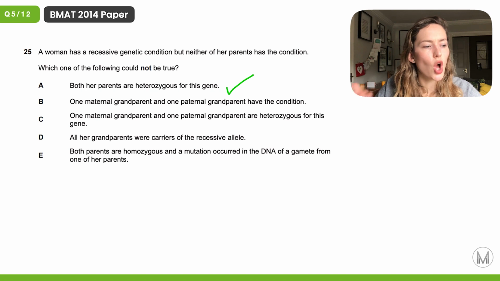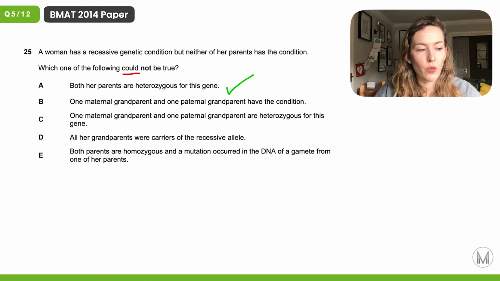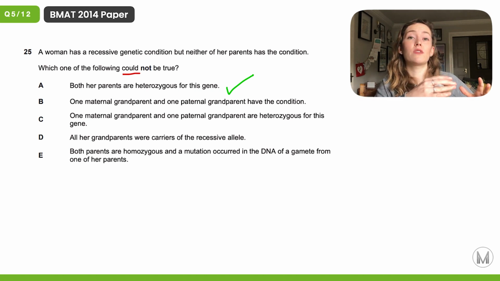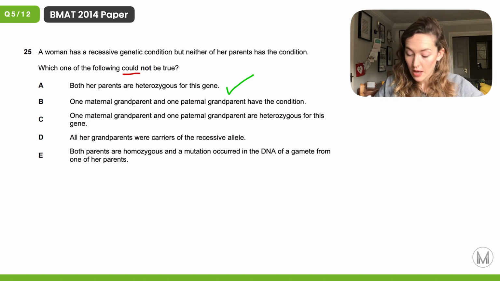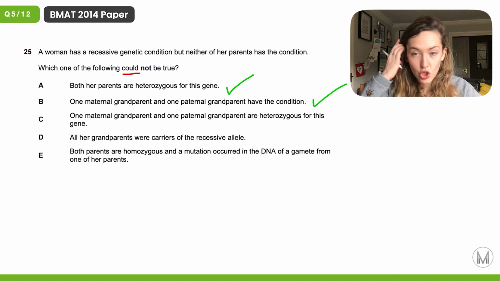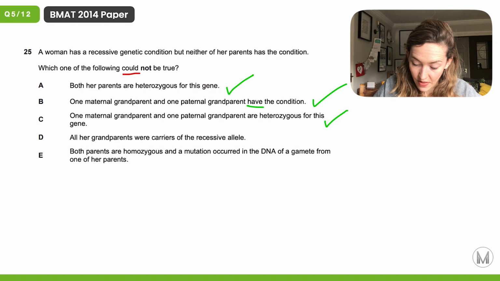Our second statement: one maternal grandparent and one paternal grandparent have the condition. Now remember, the question says which could not be true. This statement could be true, absolutely, because they could have then bred with someone else and they would have brought that recessive gene into that family line and passed it down. So that statement could definitely be true. Statement C: one maternal grandparent and one paternal grandparent are heterozygous for this gene. Well, for the same reasons, yes, that could be true. If they have the condition, then they would be heterozygous for that particular gene.